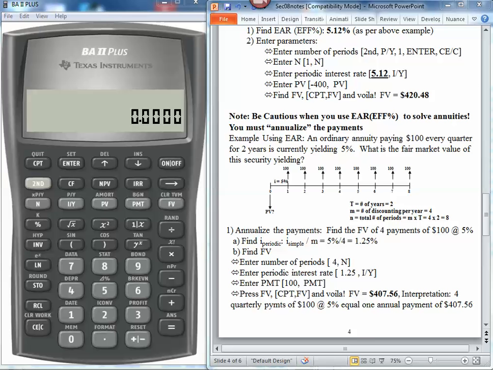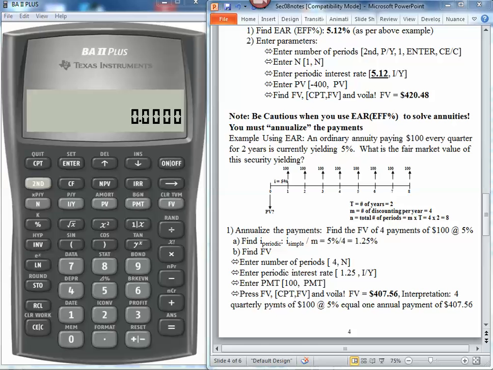We must be cautious when we use the EAR, effective annual rate, to solve annuities. Annuities typically have compounding that's other than annual, but the EAR, by definition, is an annually compounding interest rate. I have an example problem here, and I'll leave it to you to work through. It's kind of an academic exercise, and it shows the dangers that can happen and what needs to be done in order to use this effective annual rate.